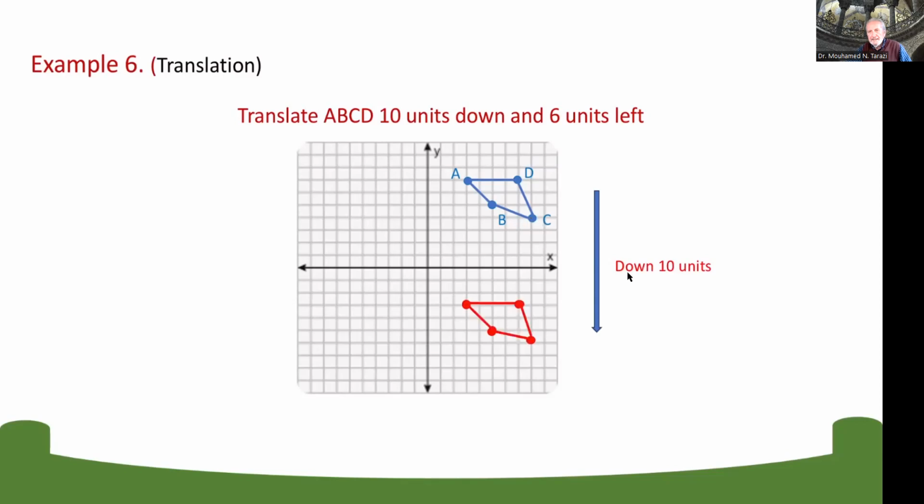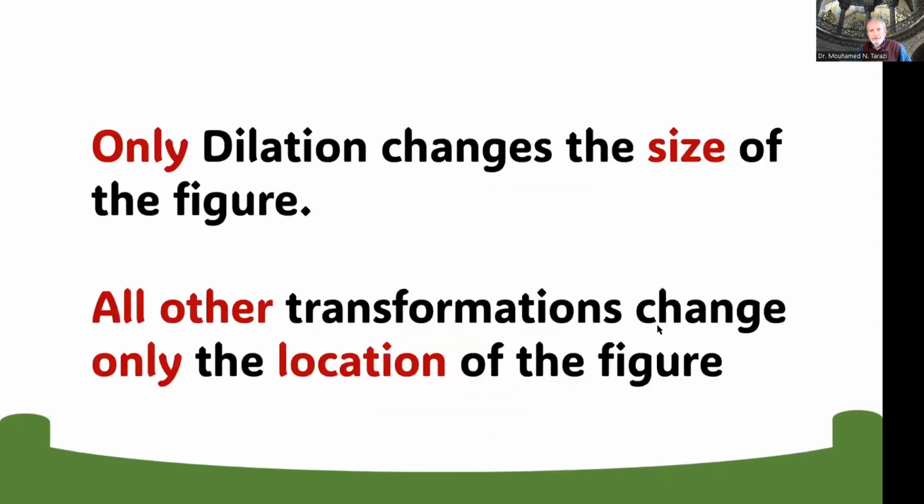Now, we did that down 10 units. Now we need to go 6 units to the left. Again, take this one here: 1, 2, 3, 4, 5, 6. Do the same thing for the rest of them, and you get this. So from here, down 10, 6 to the left.